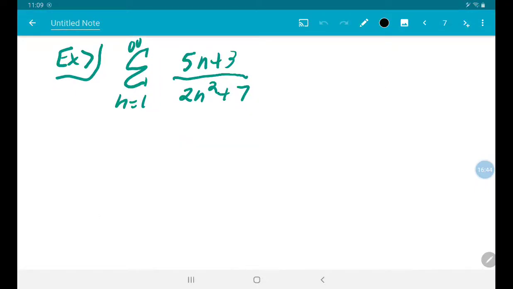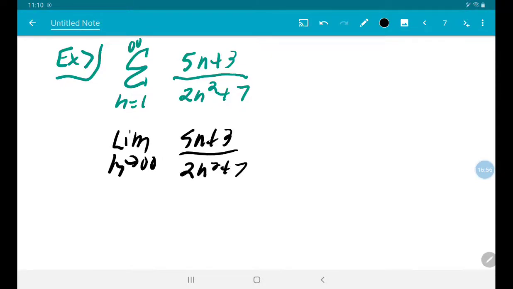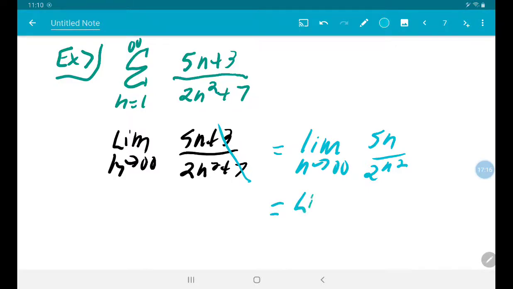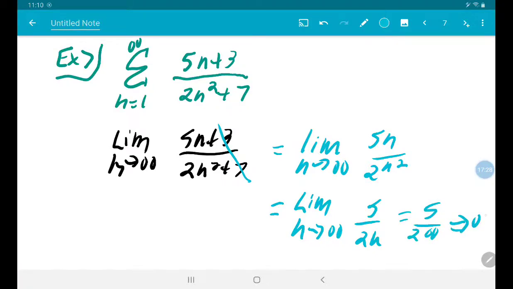One last one here. Again, I'm going to take the limit as n approaches infinity of 5n plus 3 over 2n squared plus 7, and those constants are insignificant. I get the limit as n approaches infinity of 5n over 2n squared, reduced by a factor of n. I get the limit as n approaches infinity of 5 over 2n, which is like saying 5 over 2 infinities, which approaches basically 0.